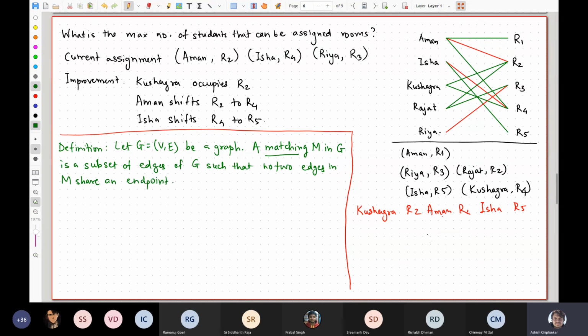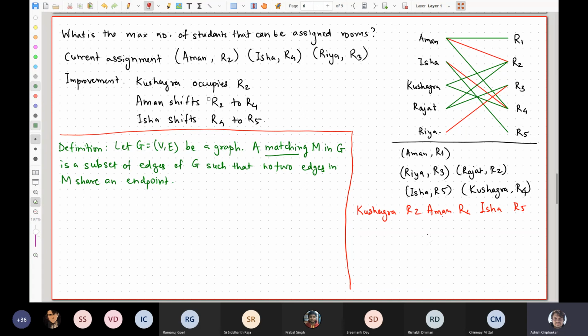So what we are looking for in this problem is really a matching between the students and the rooms. Specifically, we are looking at the bipartite case, but the definition is completely valid even if the graph is not bipartite.